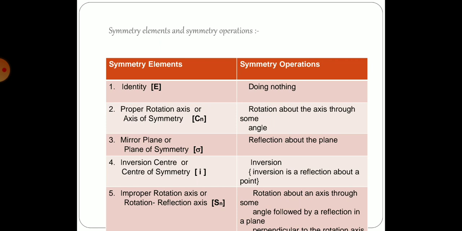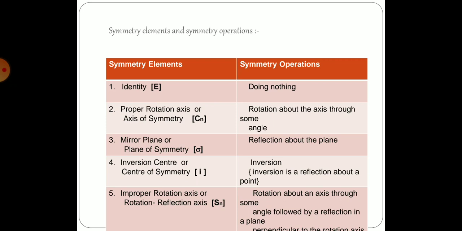Okay, so simply, the symmetry element and symmetry operation are different, because the symmetry element is what performs the operation. Okay, so the symmetry elements are: identity, which is denoted by E. The second is the proper rotation axis or axis of symmetry, which is denoted by Cn. The third is the mirror plane or plane of symmetry, which is denoted by sigma. Fourth is the inversion center or center of symmetry, which is denoted by i. And the last one is the improper rotation axis or rotational reflection axis, which is denoted by Sn.